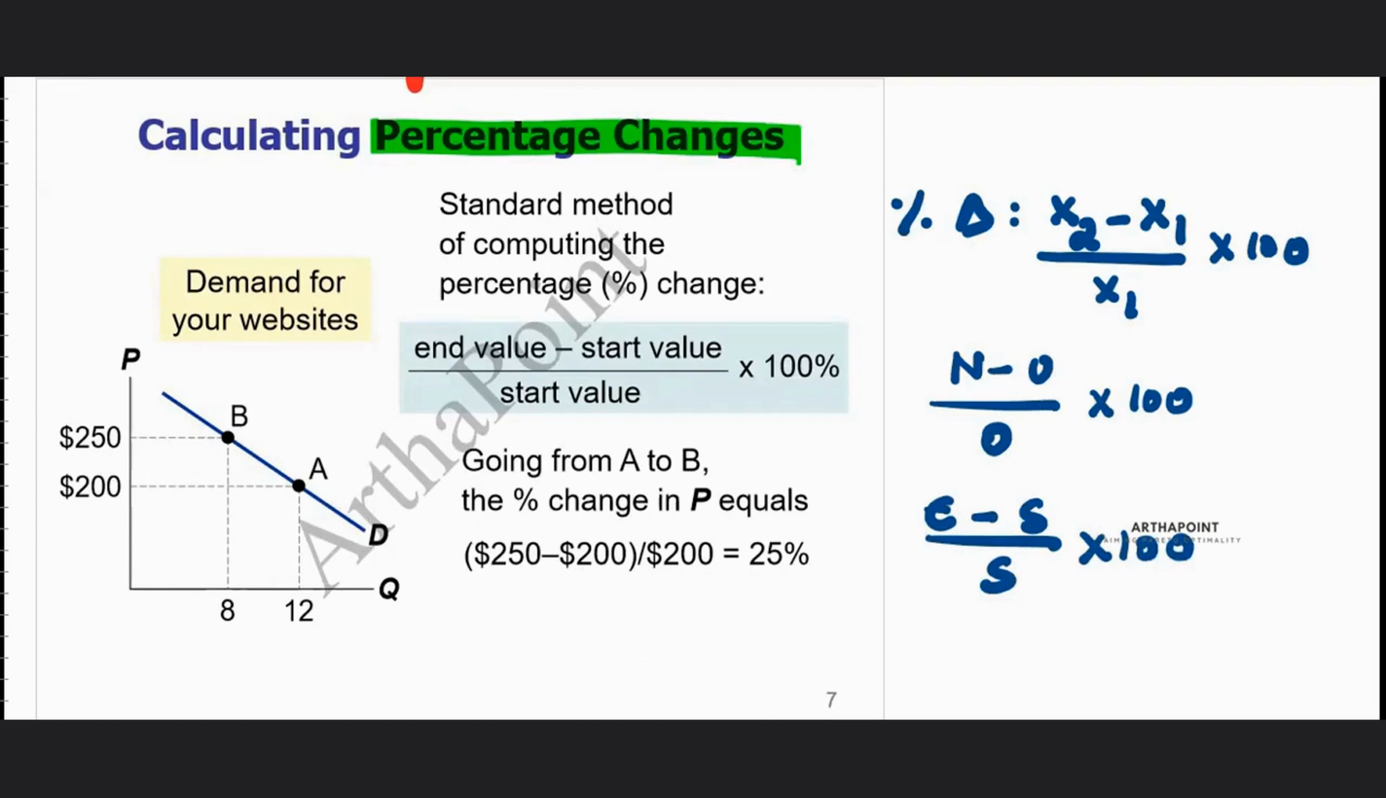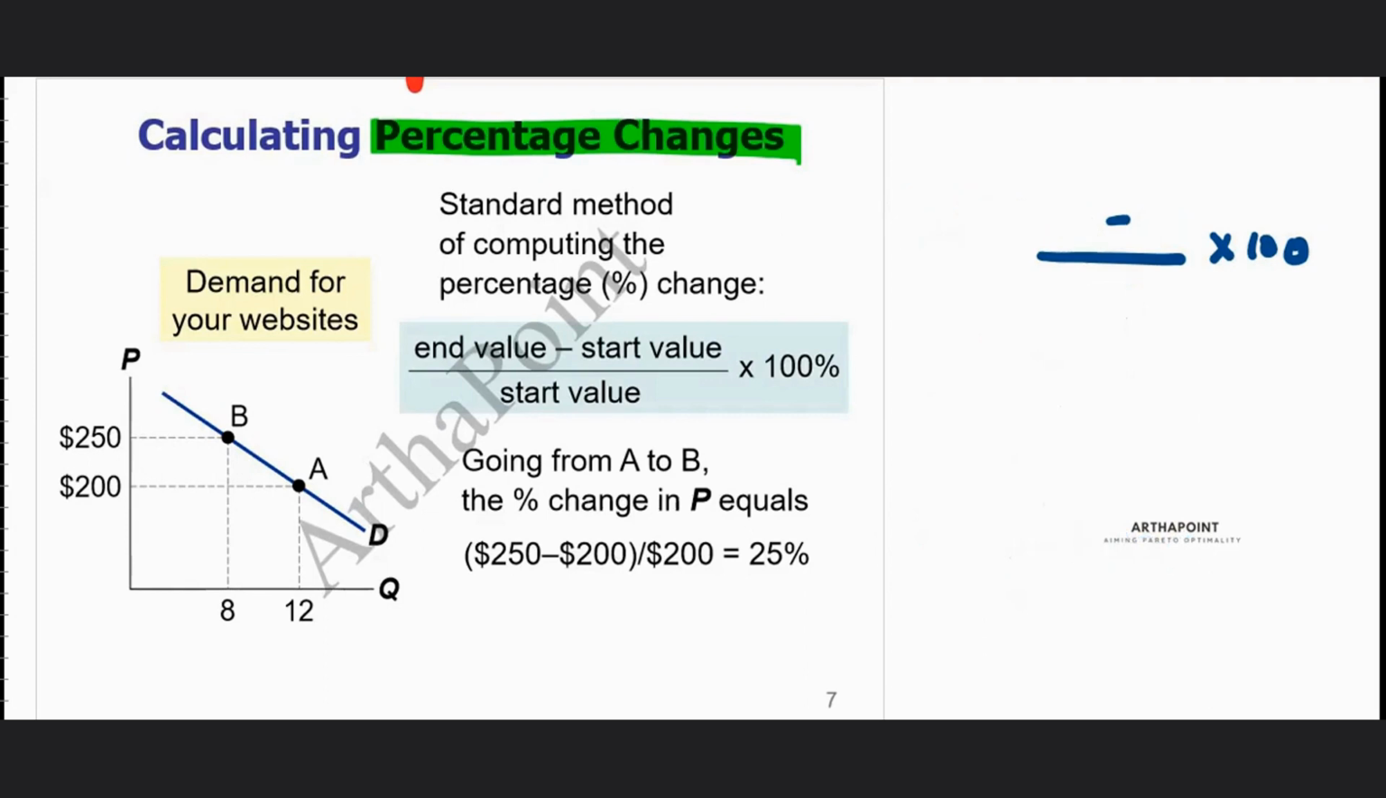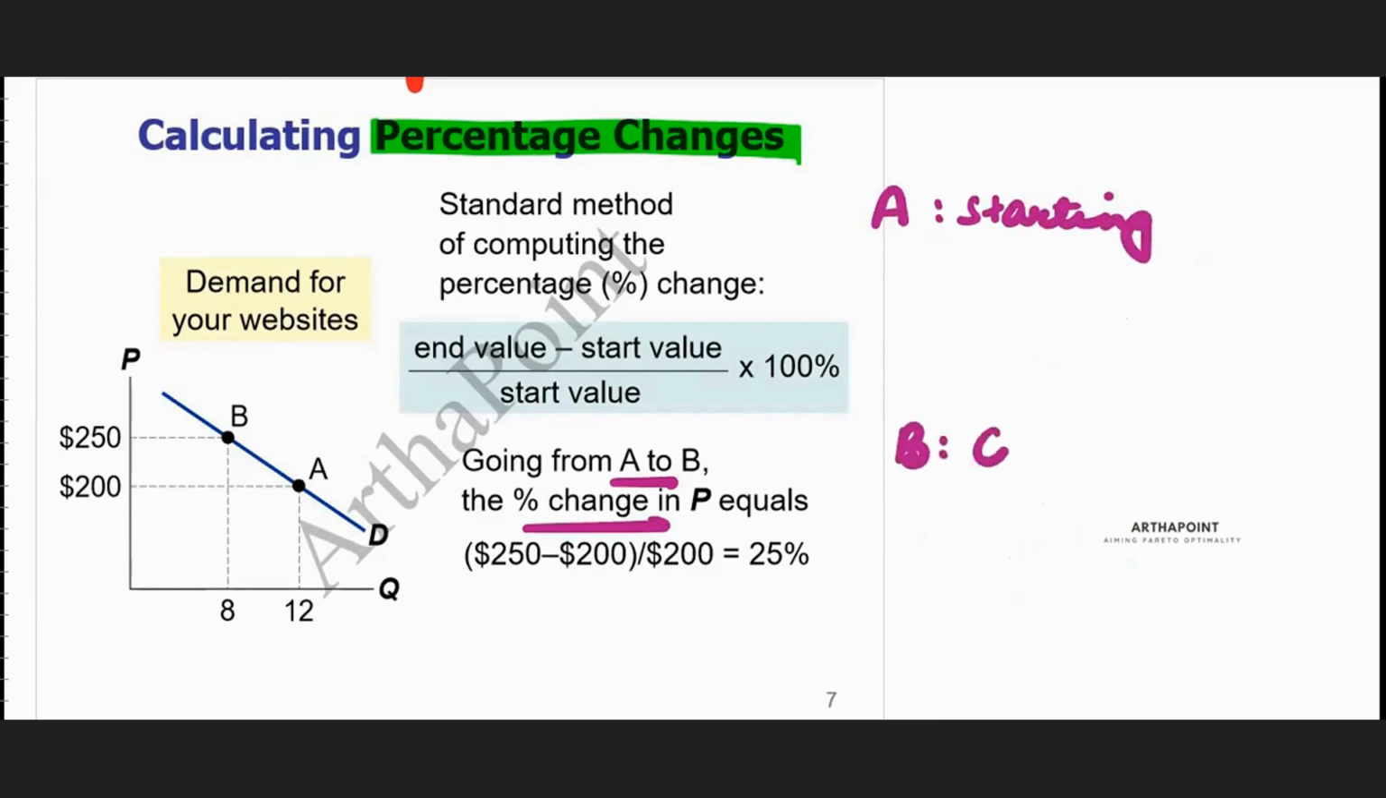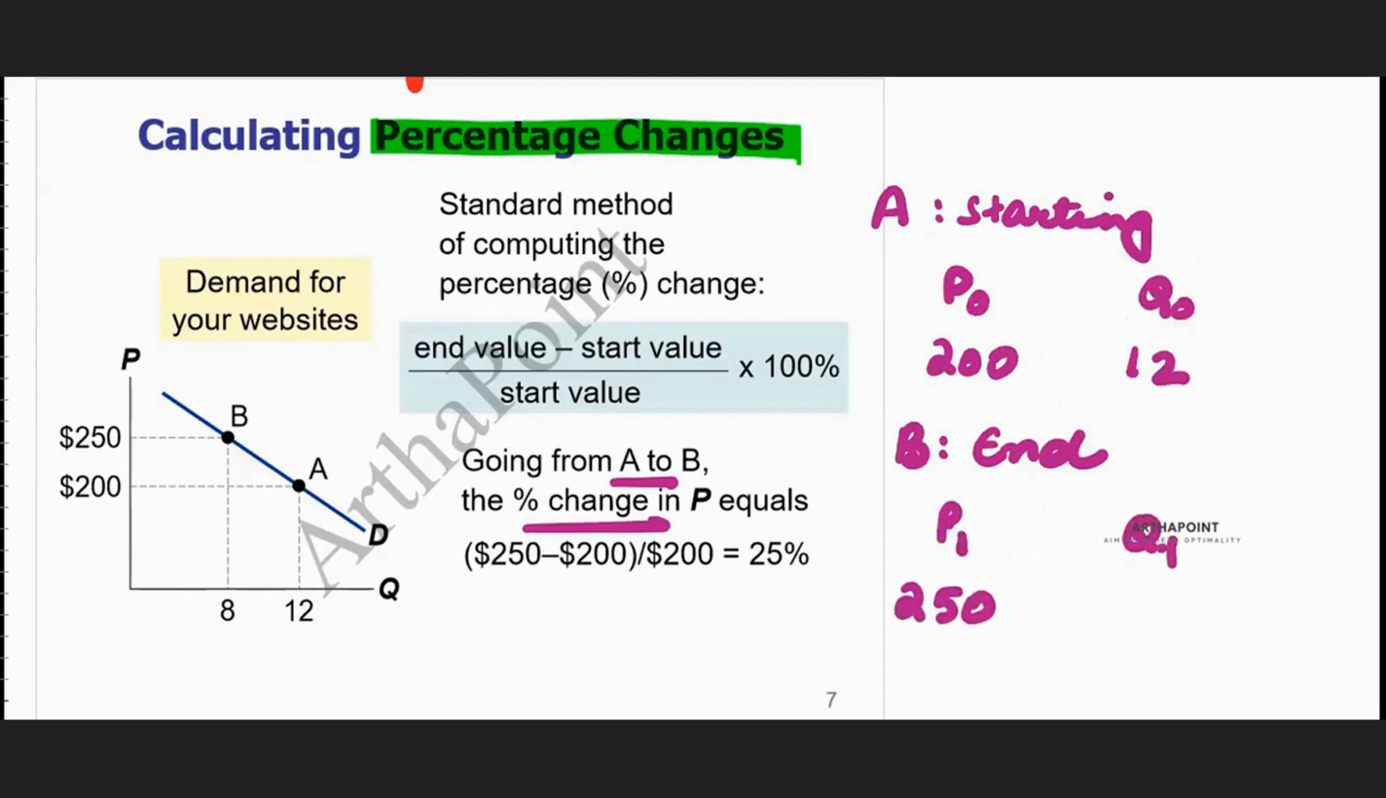Now you have to first think whether you're going from A to B or B to A. Think that first. Let's say I am going from A to B. So A is my starting point, and from A, I am going to B. So B is my end point. At the starting point, my price is 200 and my quantity is 12. At the end point, my price is 250 and my quantity is 8.